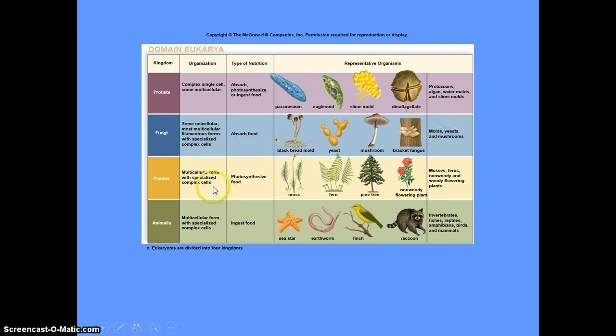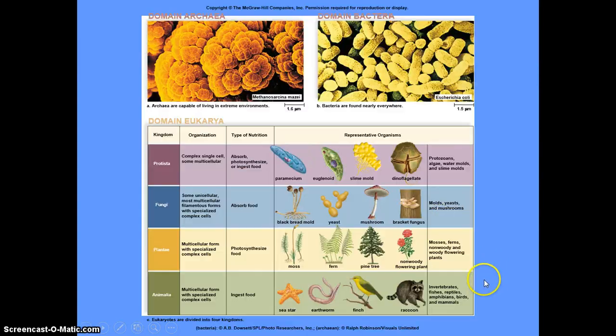The Plantae kingdom are multicellular, and they have specialized complex cells. They photosynthesize to make their food, such as moss, ferns, pine trees, non-woody flowering plants, anything in the plant kingdom. Animalia are multicellular with specialized complex cells, and they ingest food such as sea stars, earthworms, finches, raccoons, invertebrates, fishes, reptiles, amphibians, birds, mammals. We are, of course, considered in the Animalia kingdom.